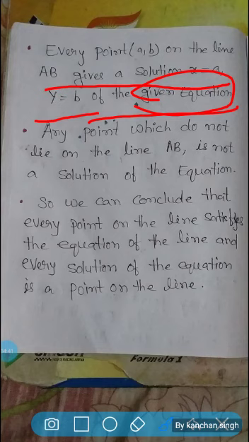Now see, any point which does not lie on the line AB is not a solution of the equation. Suppose you have substituted 0, you got 3, 2; any other point that does not come on that line will not be a solution of the equation. Is that okay? Suppose you choose any other value, suppose (8, -1). (8, -1) will not come on that line. So what we can say is that (8, -1) is not a solution of the given equation. So we can conclude that every point on the line satisfies the equation of the line.